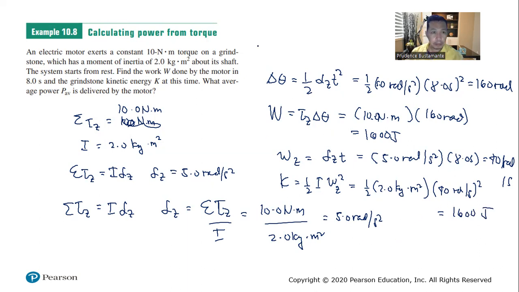For the average power, the average power is just equal to joules per second, so 1,600 joules per 8.0 seconds. So we have 200 watts, or joules per second. So this is how to answer this one.